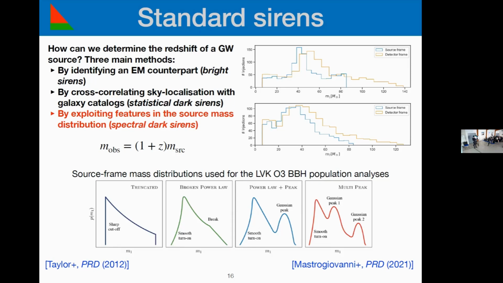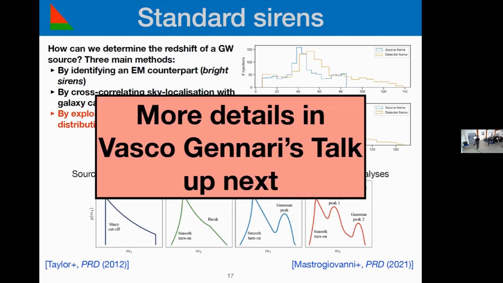That's how your masses are distributed in the detector. You have some parameters that describe this model, and then you fit these parameters together with cosmology. So you can get some interesting cosmological constraints. This is very hard to explain in two slides, so Vasco will be able to do this better after me.